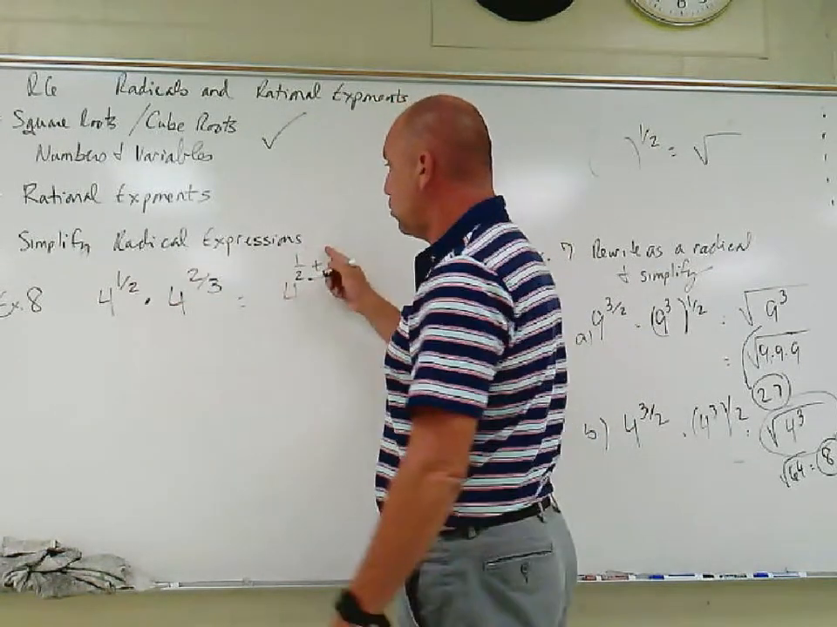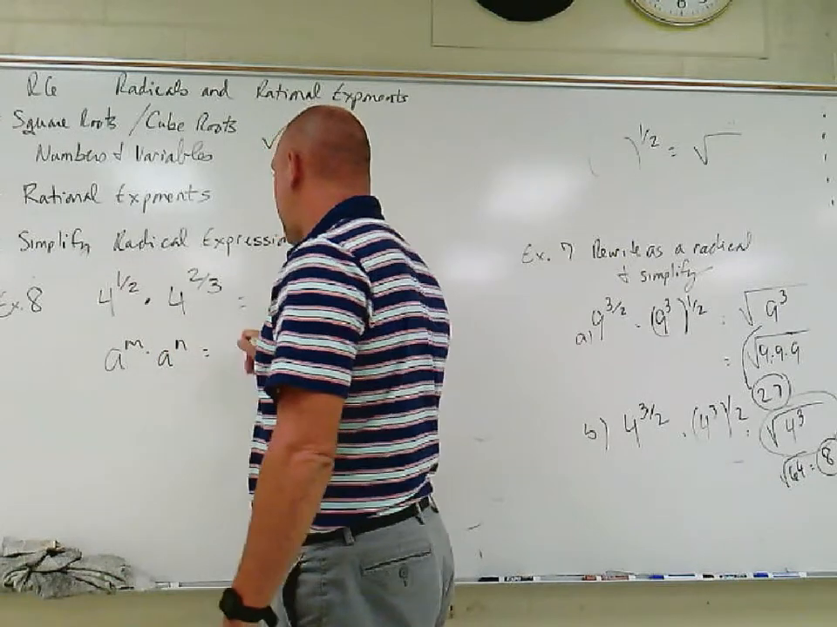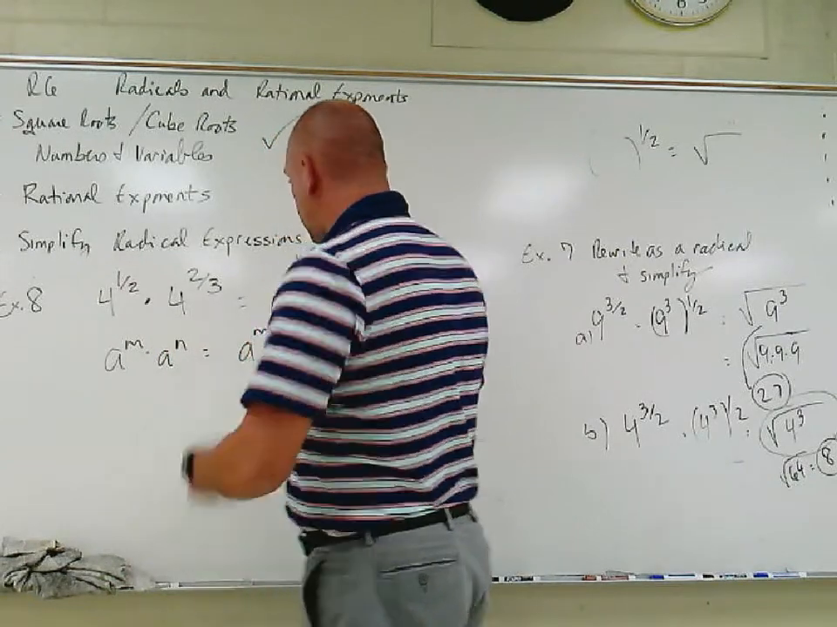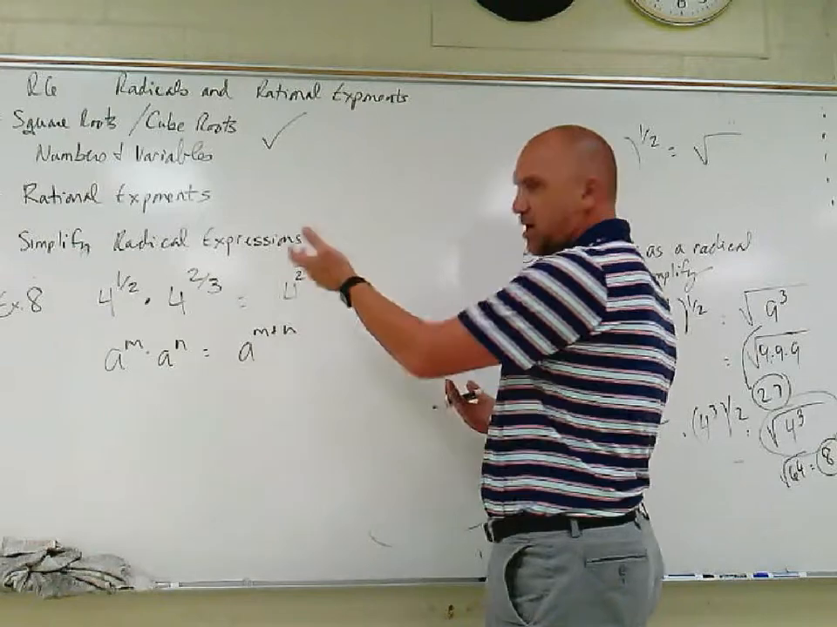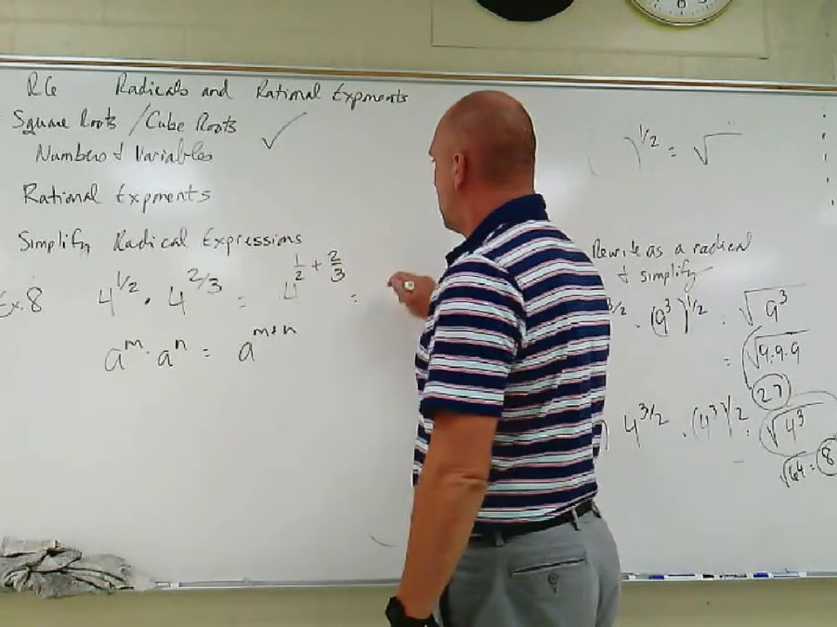So we did our rule there. This is a to the m times a to the n. We gotta add, and then we're gonna have to simplify this as much as we can, because that looks awful, right? We don't want to say 1/2 plus 2/3. So then we'll get a common denominator.